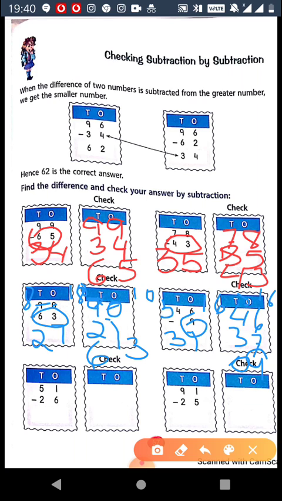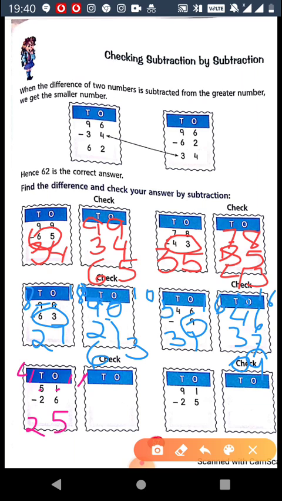Next is 51 minus 26. Now again we cannot subtract 6 from 1. So we borrow 1 ten from tens place. So this becomes 11 and this becomes 4. So 11 minus 6 is 5 and 4 minus 2 is 2.